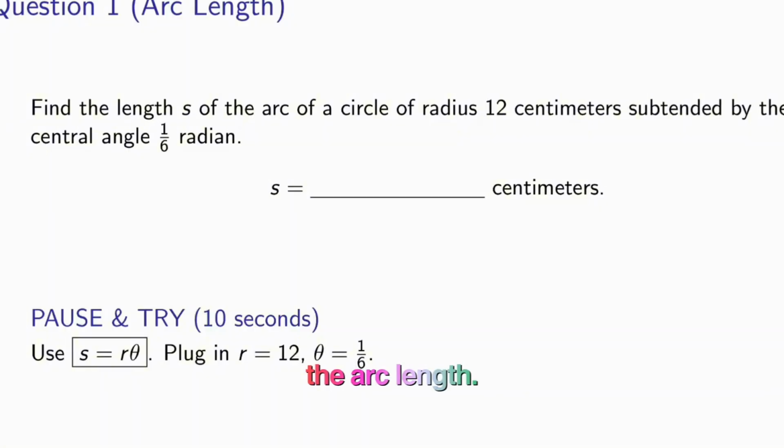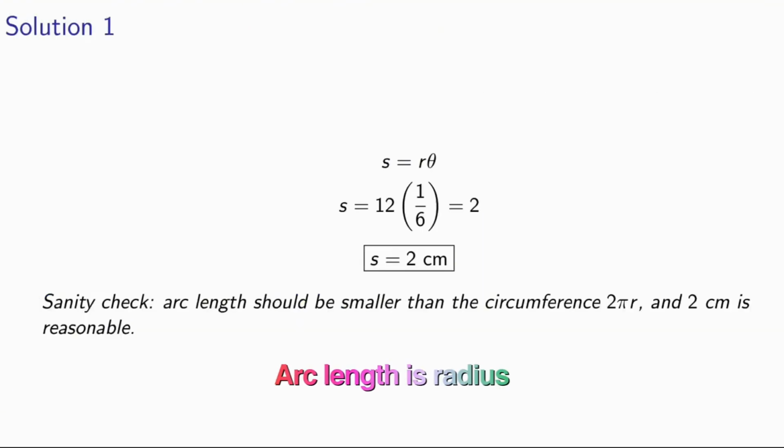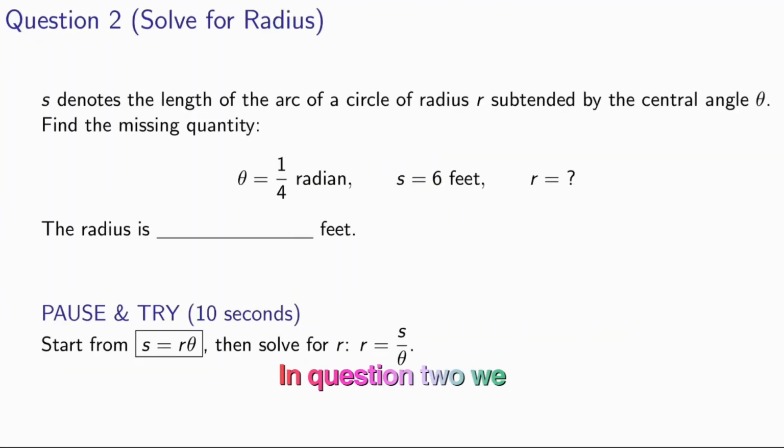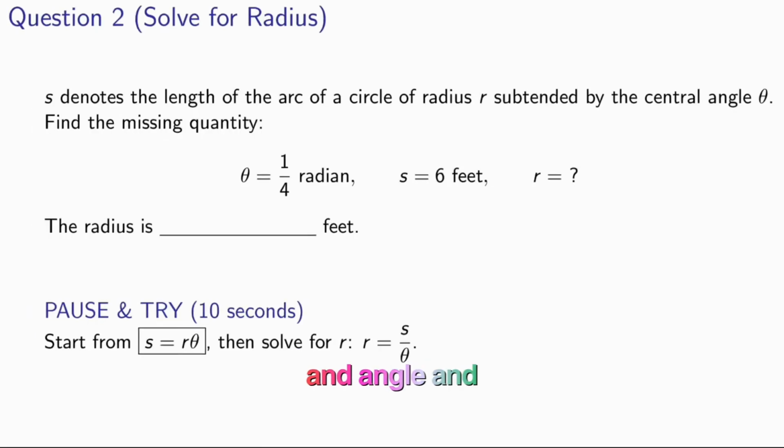Question 1 is about the arc length. The radius here is 12 centimeters. The central angle is 1/6 of a radian. So find the arc length S. Arc length is radius multiplied by theta. So our radius is 12 and theta is 1/6, which gives 2. So S is 2 centimeters. A quick check here: the arc length should be smaller than the circumference 2 pi r, and 2 centimeters is reasonable enough.